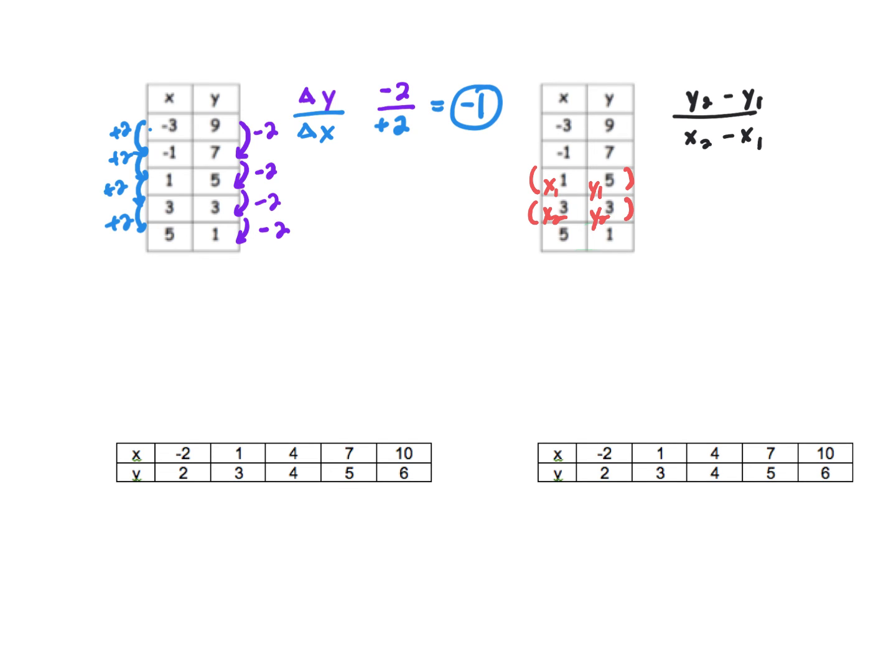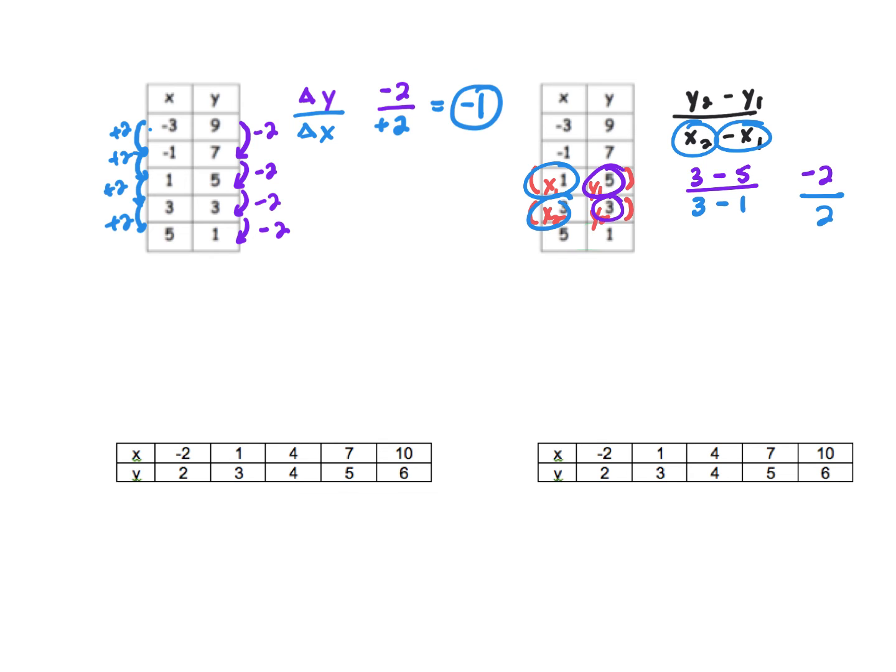So I'm going to replace my y values. I'm going to start with my y2. So I'm going to use 3, and I'm going to take away my y1, which is 5. Then I'm going to move to my x2 right here. My x2 is also 3, and I'm going to take away my x1, which happens to be 1. So 3 take away 5 would give me -2, and 3 take away 1 would give me 2.